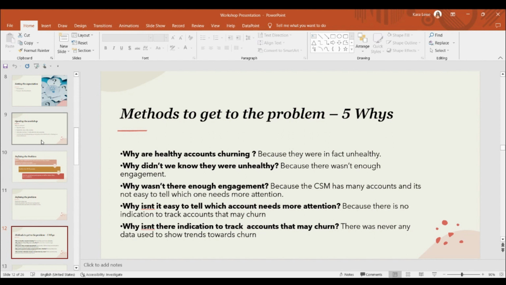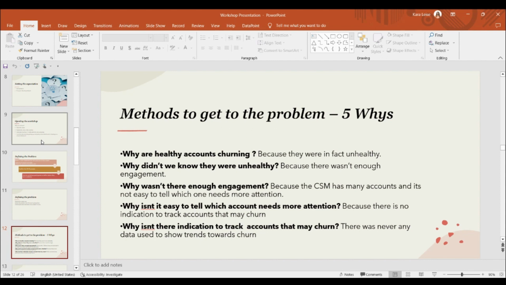So we start off by saying, why are healthy accounts churning, right? So healthy accounts that look like they're healthy on paper, all of a sudden the client just says, we're not going to renew. And you're like, what? That was a problem for some of the companies I've worked with. And it's like, why are healthy accounts churning? It doesn't make any sense. They don't have any problems. They've never been complaining. They seem to be happy with the product. But when it comes to renewal time, they don't renew. Why? Then the second why would be, why didn't we know they were unhealthy?